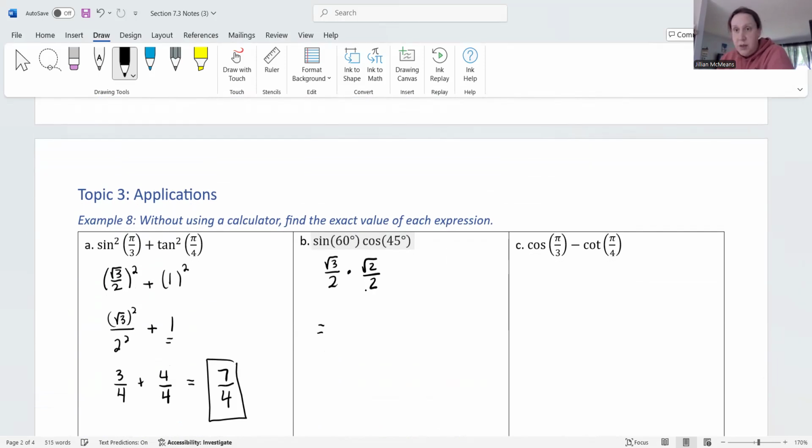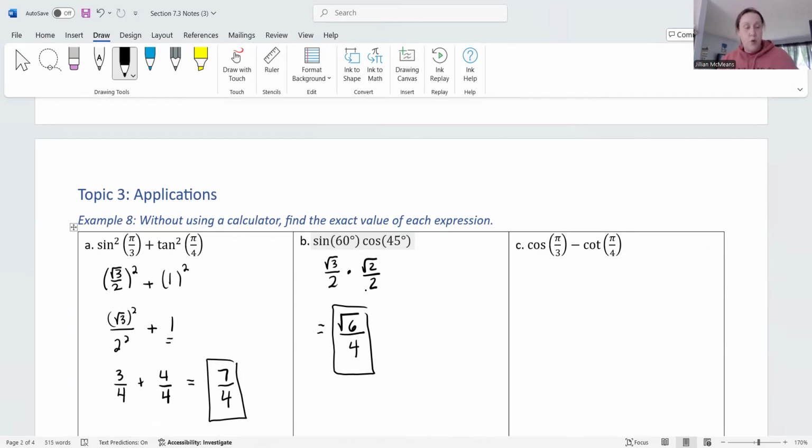We can multiply things that are under a square root, as long as the index on the radical is the same. A square root and a square root share an index, so you can squish all this under one radical. So square root of 3 times square root of 2 is just square root of 6. And then our denominator, 2 times 2, becomes 4. So when we evaluate sine of 60 degrees times cosine 45 degrees, we get root 6 over 4.